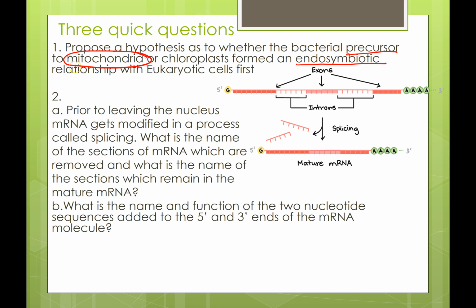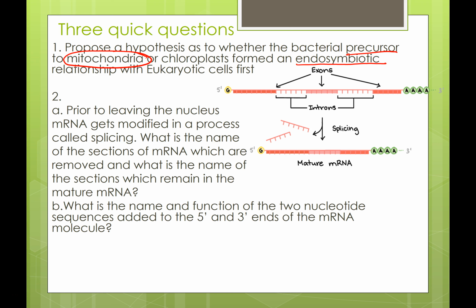And the reason why we know this is simply because plant cells have mitochondria and chloroplasts, and animal cells have only mitochondria. So it's more likely that mitochondria were taken up and then later on chloroplasts were taken up than mitochondria having been taken up twice. Okay.